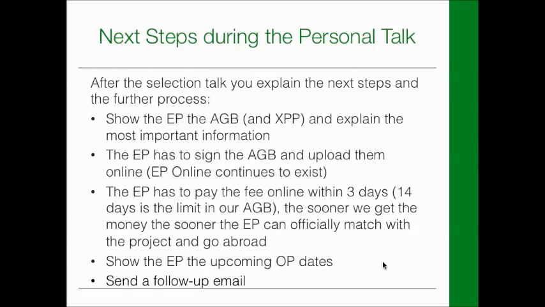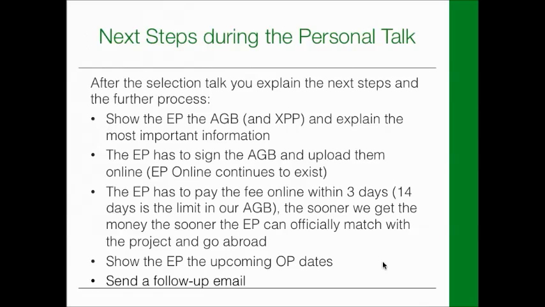So you should read those contracts to know what's in there, and then explain to the EP that he has to sign the AGB and upload them to EP Online, which is also called My Experience Online sometimes. So this is the front office of Salesforce, and when the EP uploads the AGB there, you can later on see them in Salesforce. Or, of course, the EP can also just send them to you and you upload them.